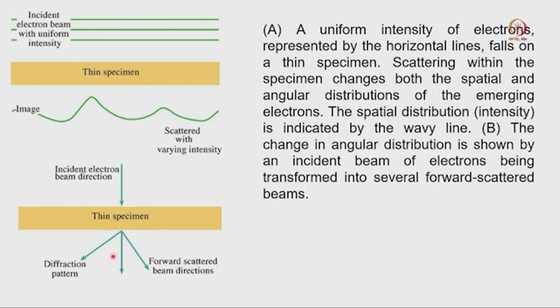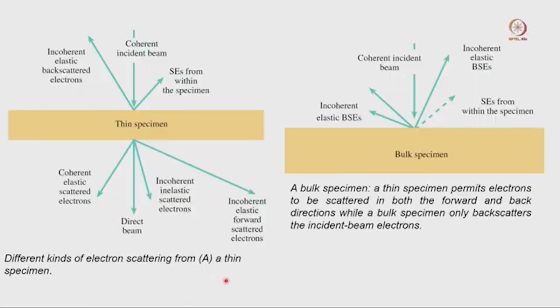But when this electron comes, there is an incident electron beam which will go through with no interaction, and if it interacts it will give us a diffraction pattern and forward scattered beam direction. Now, as I was discussing, there is a coherent electron beam. So, this is the coherent incident electron beam. As I mentioned, we are not interested in spectroscopy, that is why we are removing the X-ray and the visible rays from our discussion.